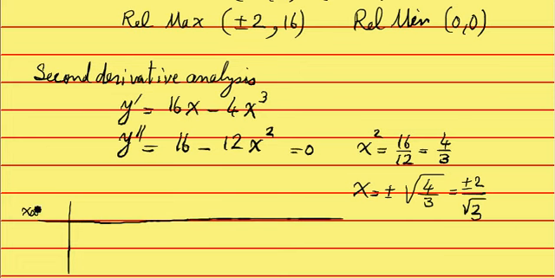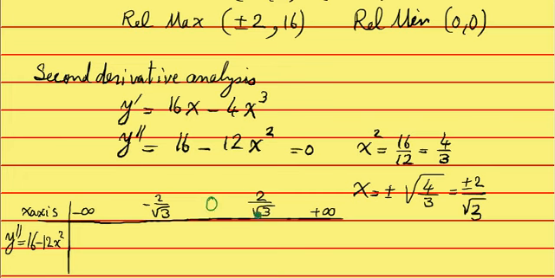Here's my x-axis. Again, my domain is from minus infinity to plus infinity. I have two numbers to worry about, minus 2 over radical 3 and 2 over radical 3. For my second derivative y double prime, you might just leave it as it is as opposed to factoring it: 16 minus 12x squared. Go ahead, pick some test point. 0 is a nice test point.